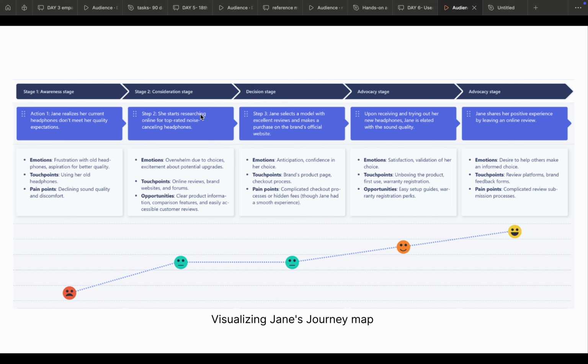In the consideration stage, she is starting to research about other top rated noise cancellation headphones. So during this stage she is overwhelmed with a lot of choices, but at the same time she is excited about her actual upgrade. So she is going to upgrade her old headphone.